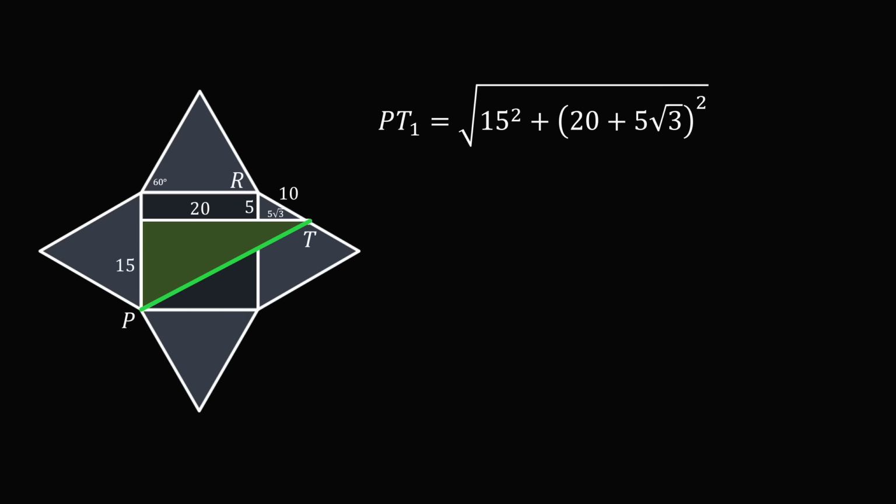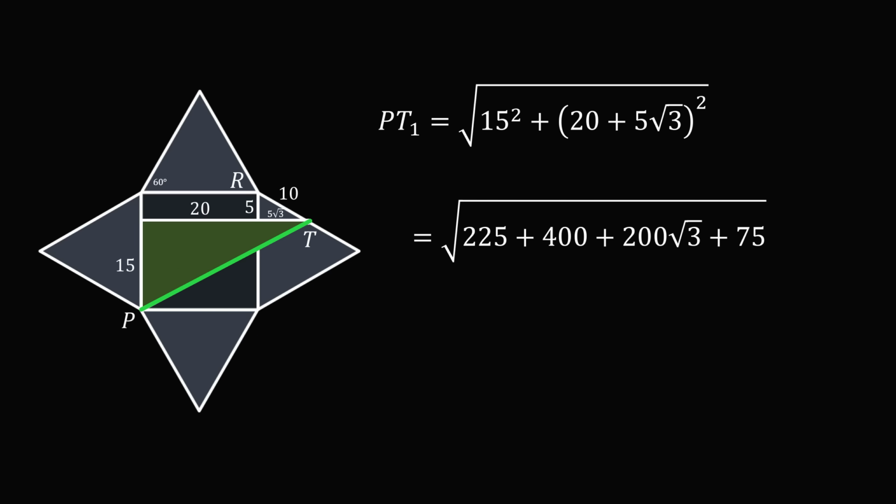So in this case, PT has a length equal to the square root of 225 plus 400 plus 200 times the square root of 3 plus 75. We simplify this to get PT is equal to 10 times the square root of the quantity 7 plus 2 times the square root of 3, and this is approximately equal to 32.348. We'll keep this value in mind, and now let's calculate the length of PT in the other case.